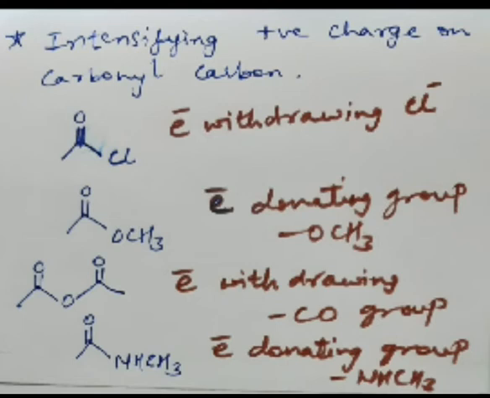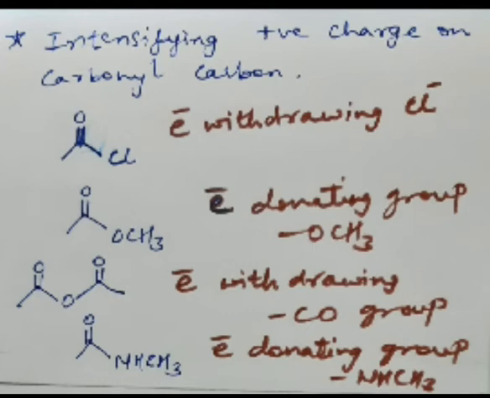Consider acid chlorides again. Chlorine is electron withdrawing, so the carbon's positive charge is going to increase. So it will increase the positive charge on the carbonyl carbon. As a result, reactivity increases and hydrolysis increases. Okay, rate of hydrolysis increases. Check the next case. In esters, the OCH3 group is an electron donating group. Being an electron donating group, it will not increase the positive charge, rather it will decrease the positive charge on the carbonyl carbon, right? So the reactivity decreases.